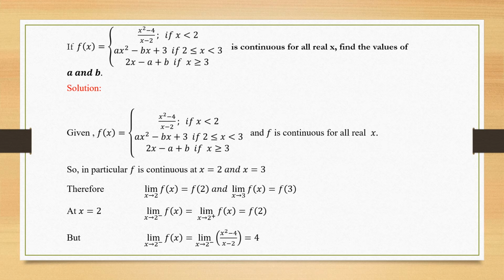Because the function breaks at 2 and 3 only, we need not take other points. So first let me check for 2. Therefore, limit x tends to 2, f of x is equal to f of 2, and limit x tends to 3, f of x will be equal to f of 3. This is what the continuity definition says.